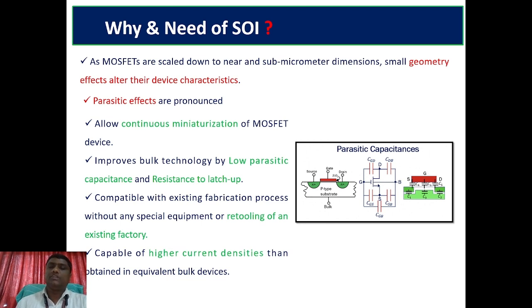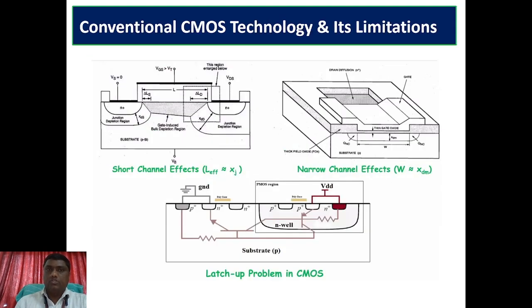So as the geometry is scaled down, the device performance parameters will degrade. That's why we need to use SOI to improve the device performance. The conventional CMOS technology also has some limitations, some kinds of problems. One is the short channel effect. Everybody knows that when you reduce the channel length, you are going to have more and more short channel effects.